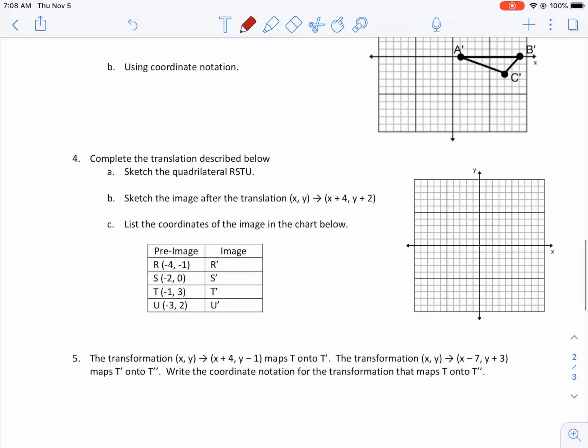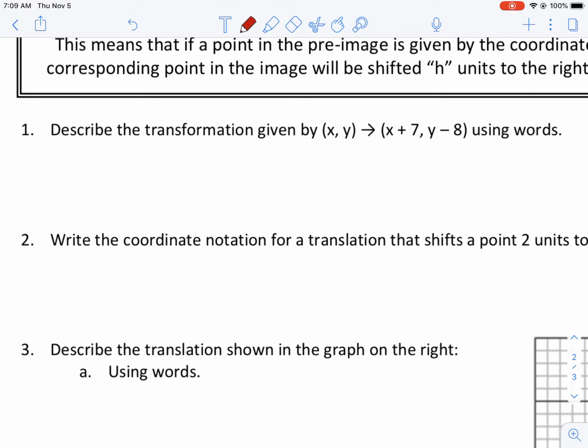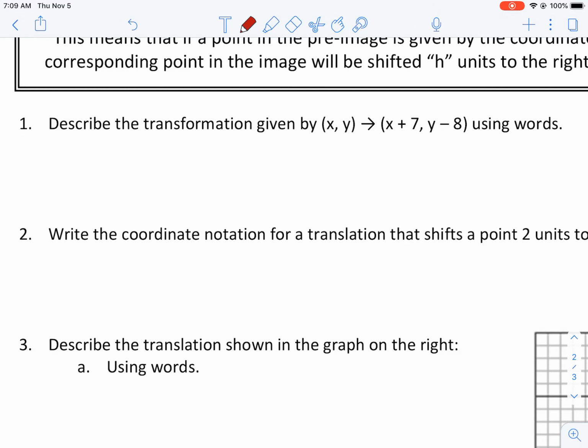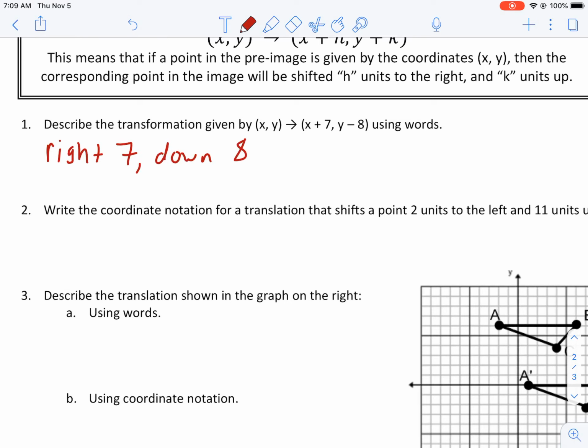So we're gonna do a couple more examples here, all right? So number 1, describe the transformation given by x comma y using words. Okay, so think about, so we have x plus 7, all right? So the way that's gonna look, the x value is increasing by 7, so that means to the right 7, and then y minus 8, that's gonna be down 8. And that's it, okay? So it's important to be able to read these, because I might give you questions where I give you this, and then you have to do the translation.